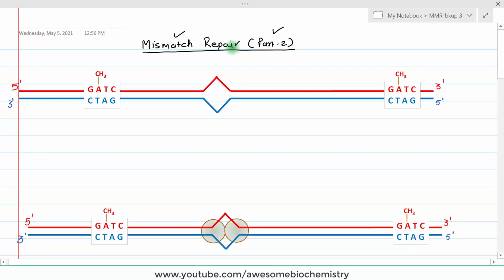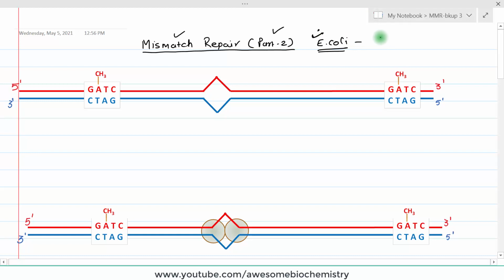So in this video, we will discuss the mismatch repair mechanism, particularly in E. coli. This mechanism in E. coli is very well understood, and wherever required, I will point out the differences with eukaryotes.